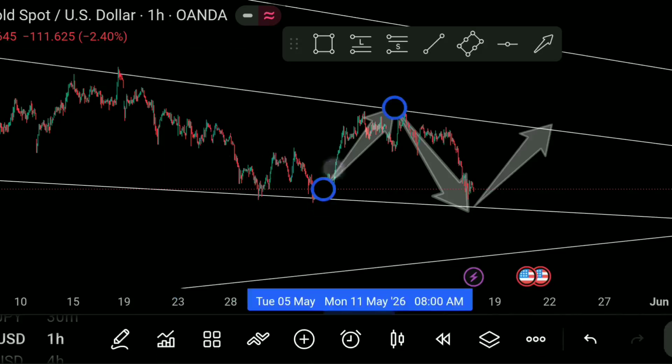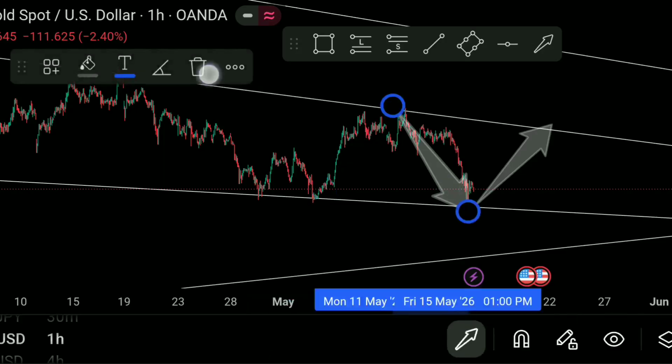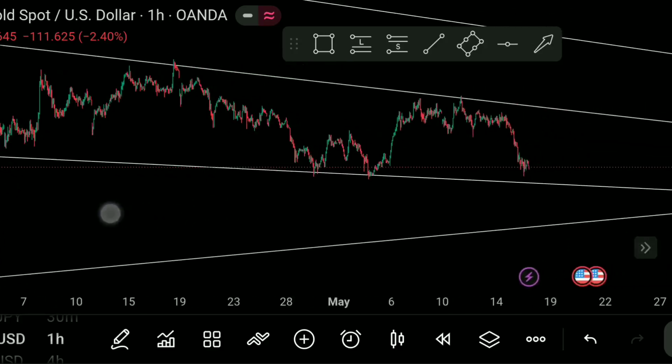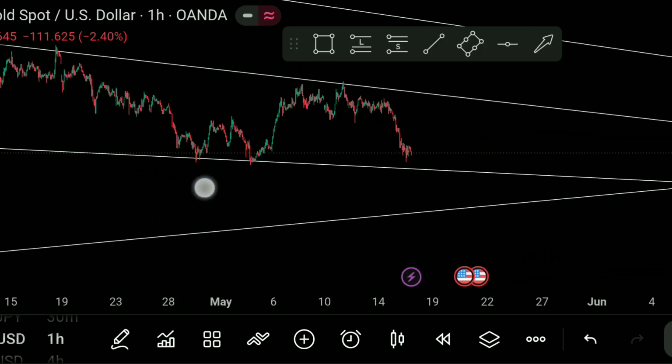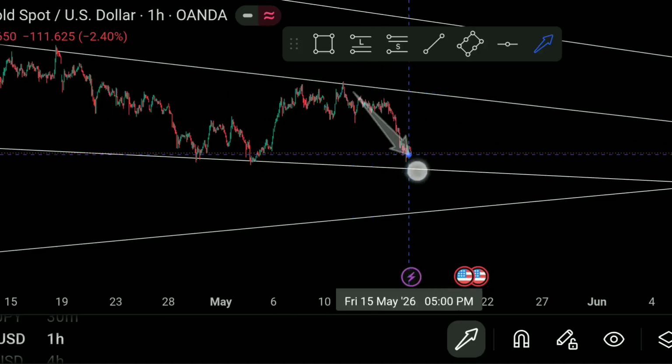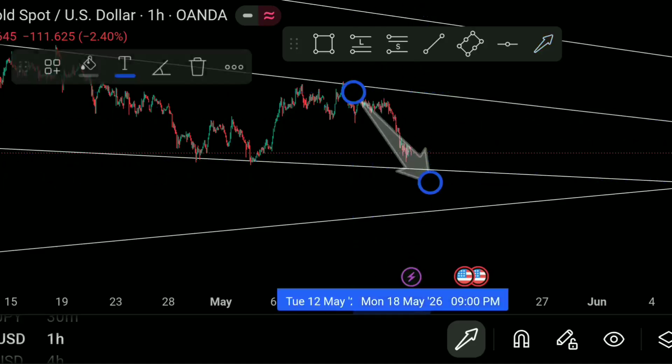So you can see how the trend line is giving us information about the chart. That's why I like this trend line strategy. It gives us information about the chart. So currently, you can see that gold is on a downtrend currently, right?